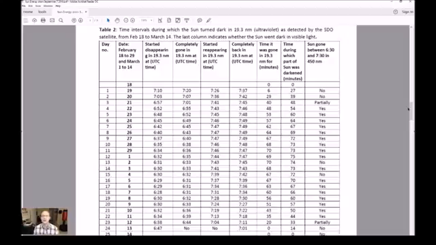Table 2, time intervals during which the sun turned dark, not back, in 19.3 nanometer ultraviolet wavelength as detected by the SDO satellite from February 18th to March 14th. The last column indicates whether the sun went dark in visible light. Reading from left to right.